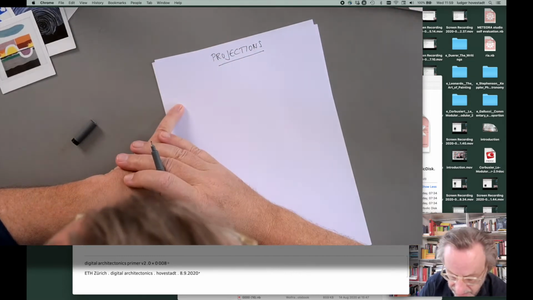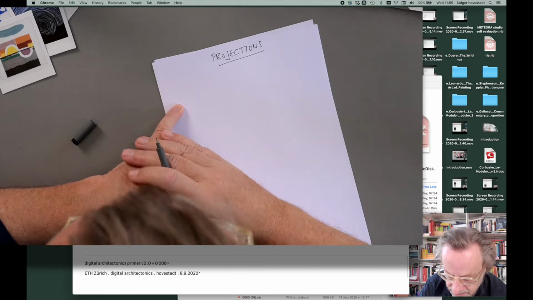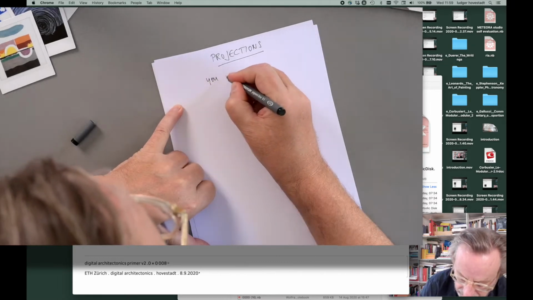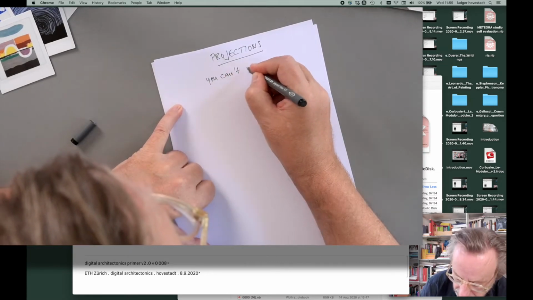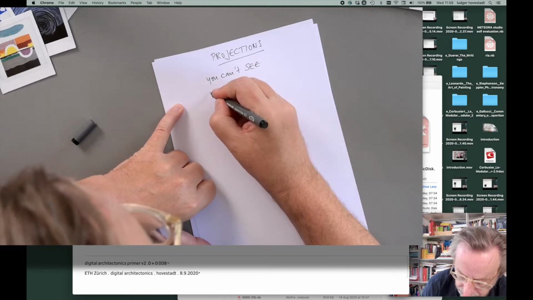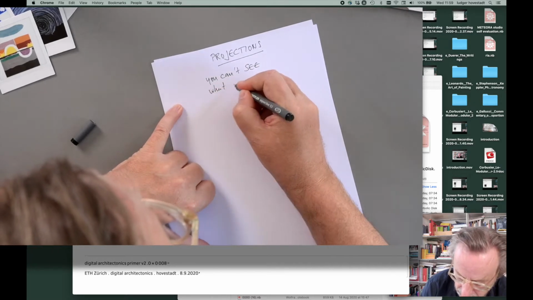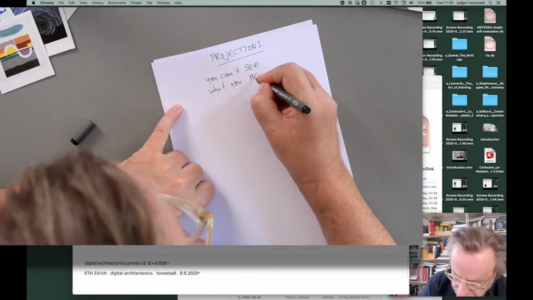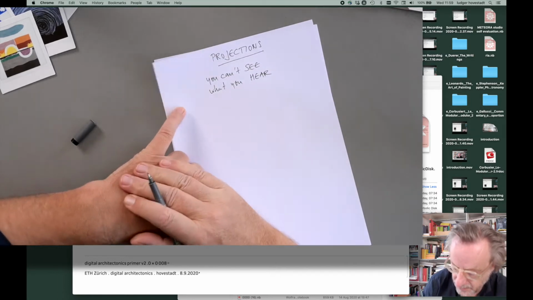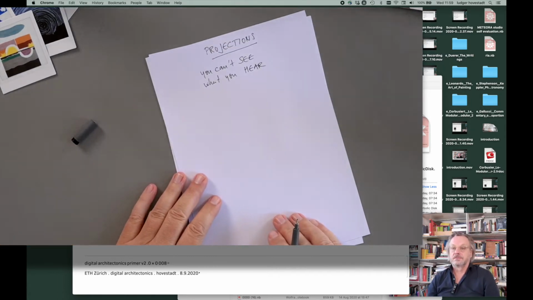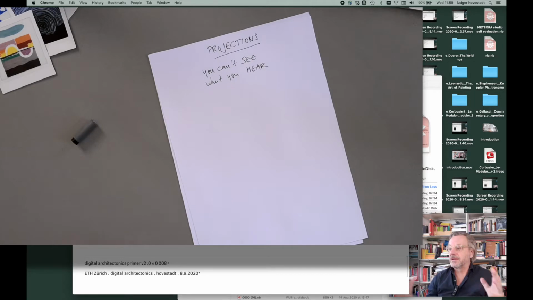I'm always a little puzzled that you can't see what you hear. So there are different realms, different domains. These two senses.